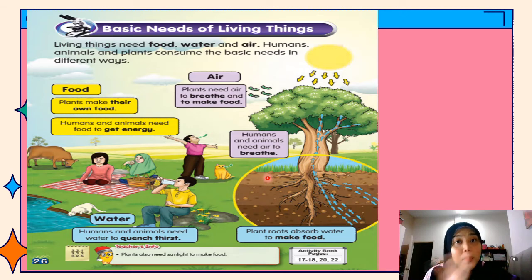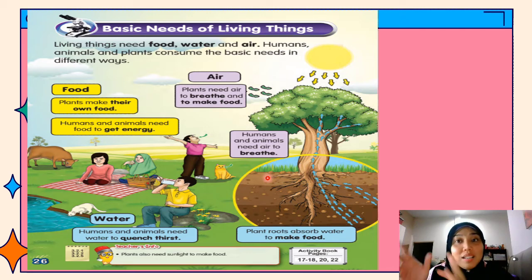The same goes with the plants. The plants need air to make food. The plants need water to make food. But the plants make their own food. But the plants need one more basic need. That is the sunlight.